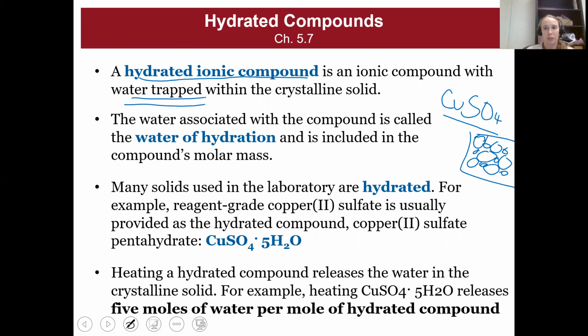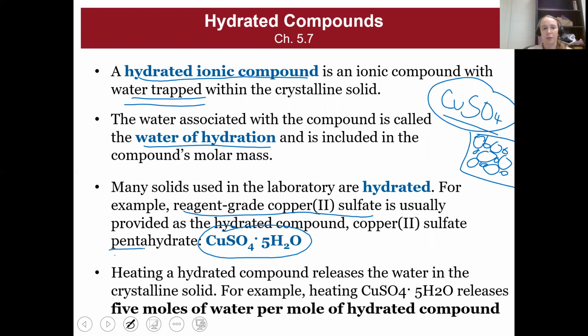And the water that's associated with the compound is called the waters of hydration, and it's included in the molar mass. So, for example, if you are working in the lab and you need reagent grade, so the kind that you would buy from a chemical supplier, you'd buy copper sulfate. You wouldn't get just copper sulfate. The reagent grade copper sulfate that's provided will be the hydrated compound. It'll be copper sulfate pentahydrate.